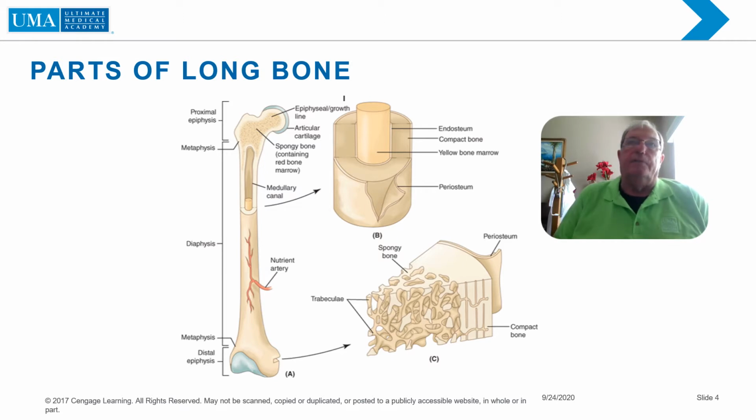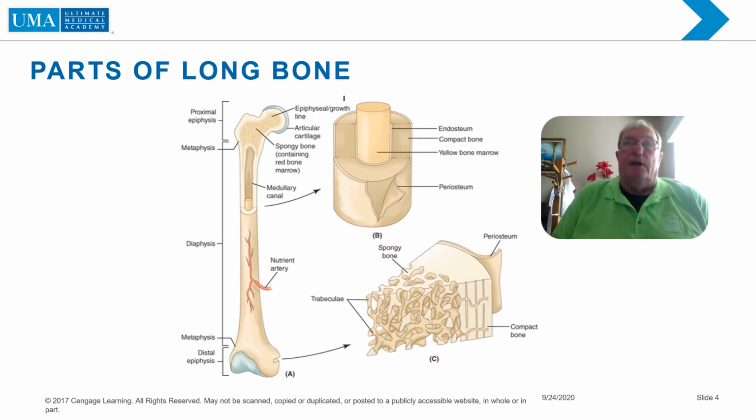Now you have the epiphysis, which is the proximal, which is the top, right, and distal, which means below. So there's a little bit of that anatomy for you. Proximal is closer to the body, and distal is away from the body. So there you have the proximal epiphysis and the distal epiphysis.